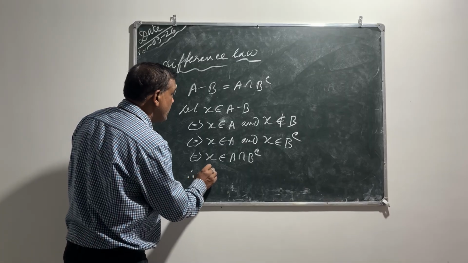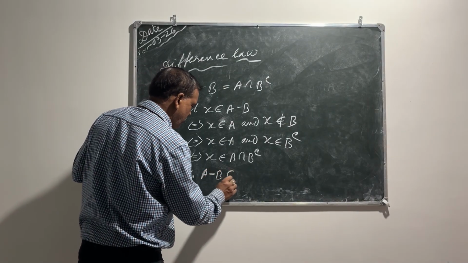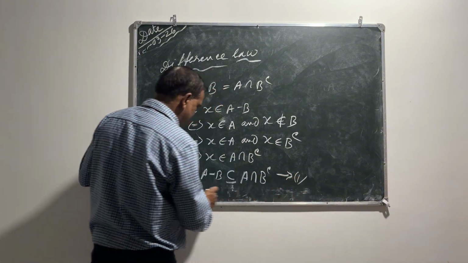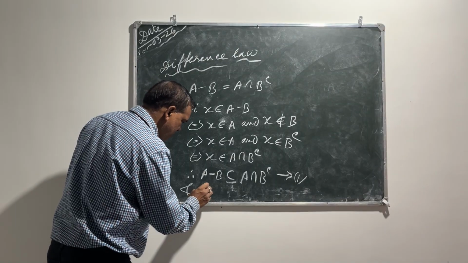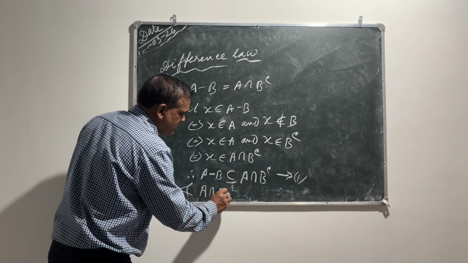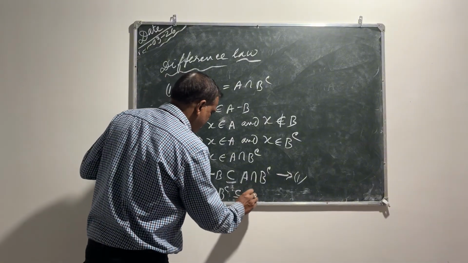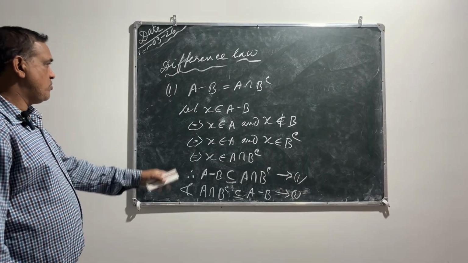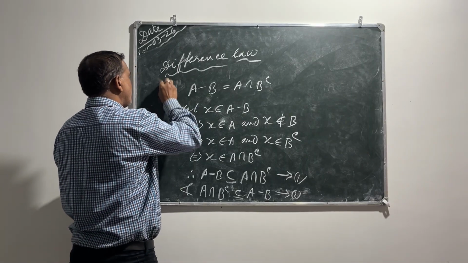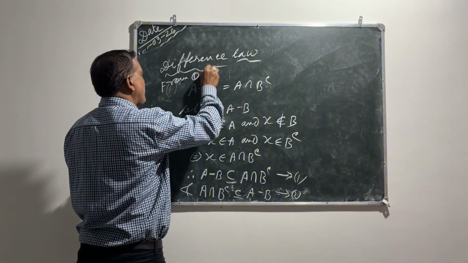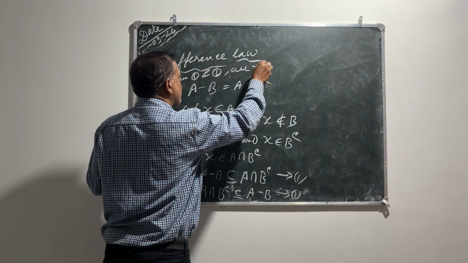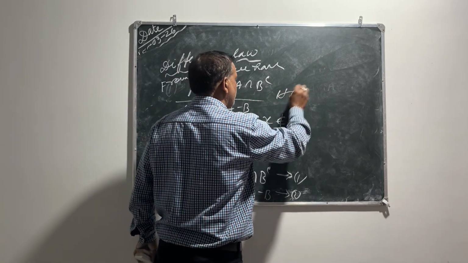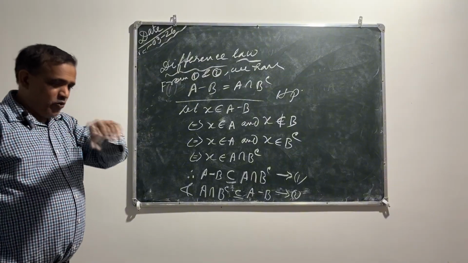Therefore, A minus B is a subset of A intersection B complement, number 1, and A intersection B complement is a subset of A minus B, number 2. Combining 1 and 2, from 1 and 2 we have A minus B equal to A intersection B complement. Hence proved. So this way we can prove the difference law.